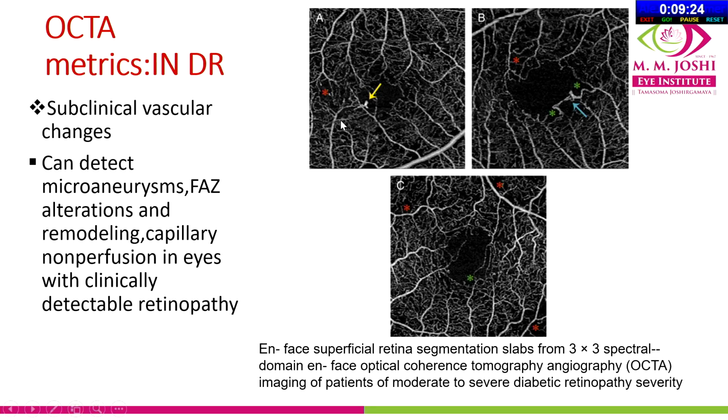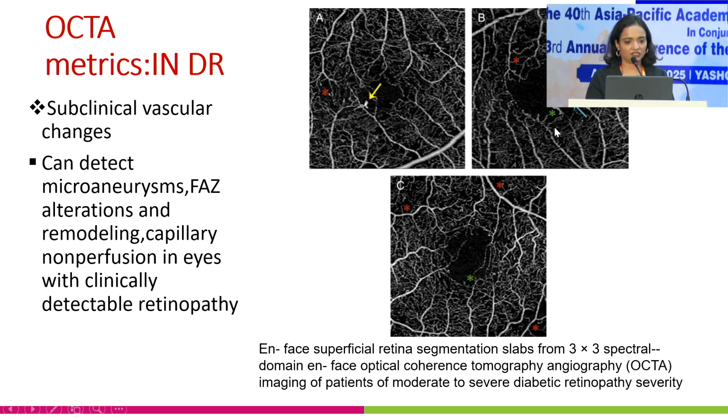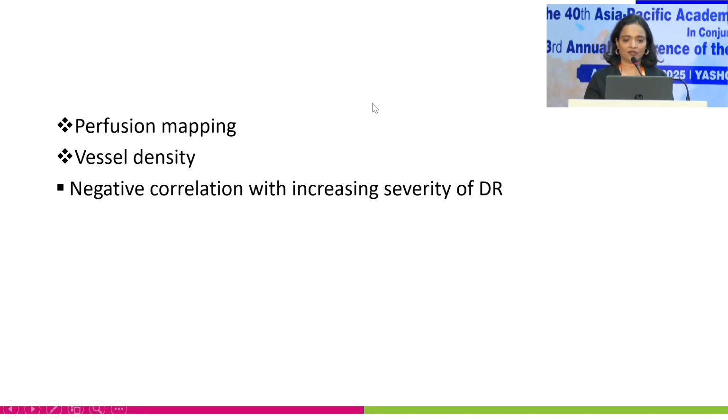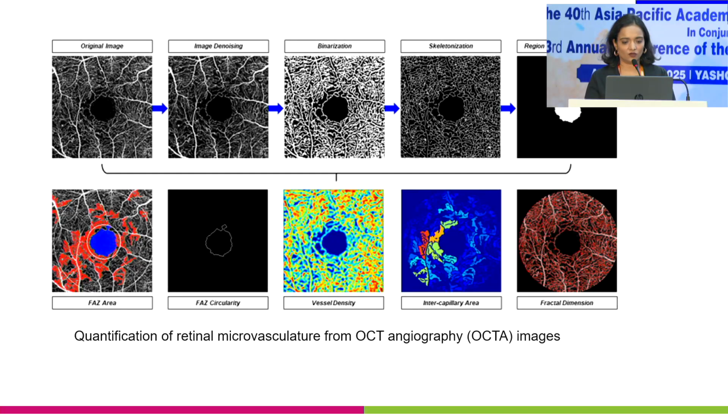It can detect microaneurysms, phase alterations, remodeling, capillary non-perfusion in eyes with clinically detectable retinopathy and sometimes no retinopathy. So this is a phase enlargement, intercapillary spaces between the capillaries is increased, and here you can see a microaneurysm. It can also map the perfusion, tell us about various vessel densities in different layers, and it has a negative correlation with increasing severity of the DR.